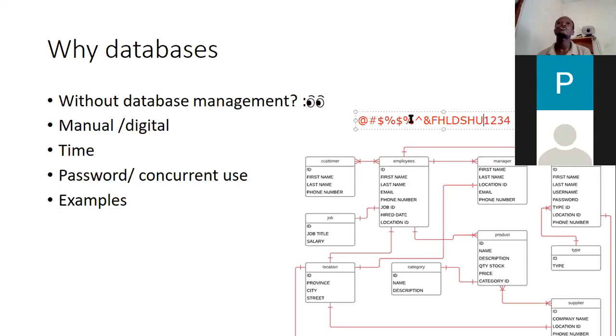It's not easy to access it, and also you can't have two people looking at it at the same time unless you have different copies of it. And what if the two copies are not of the same type? They've been updated. Then what do you do? So concurrent use and passwords are important things to look at. So that is that on why we need a database. Let me see if I can add more to it.